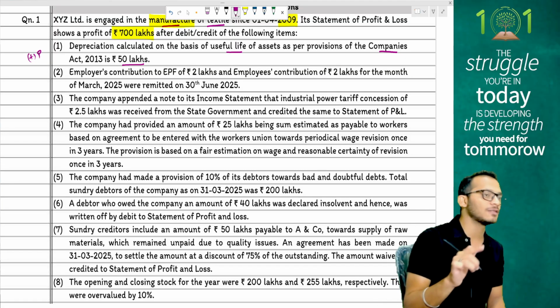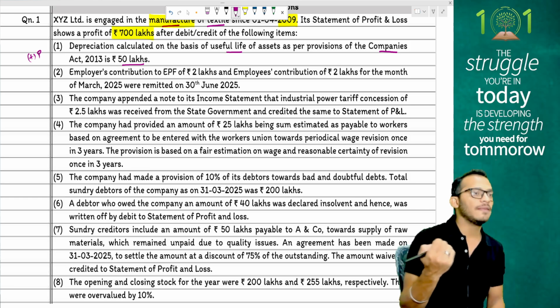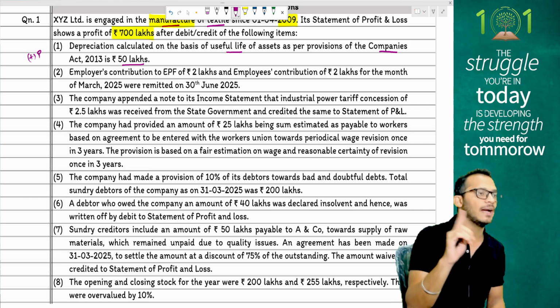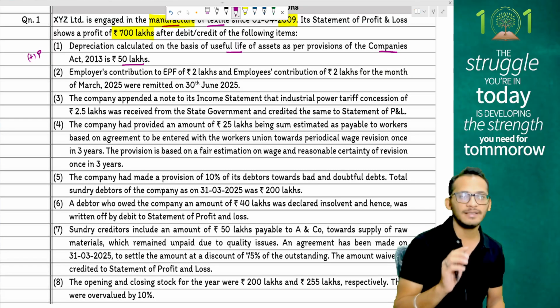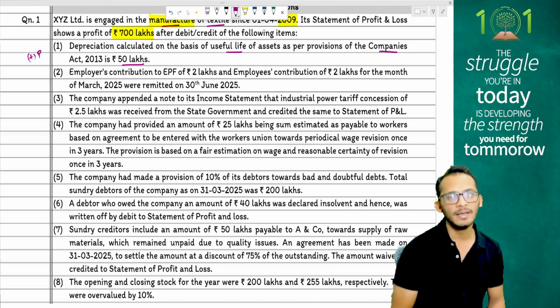Why am I doing that? Because some items may get reclassed to other heads. In that case, I'll put a plus and a minus in PGBP and a plus in another head. Yes, so that is my understanding reference.